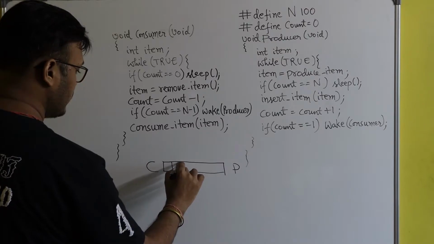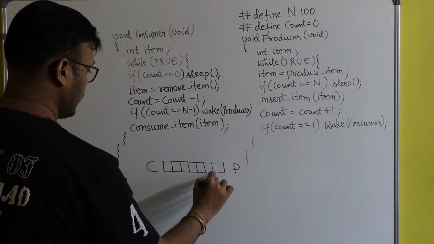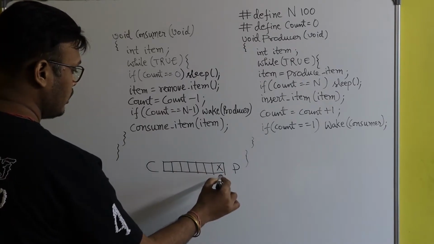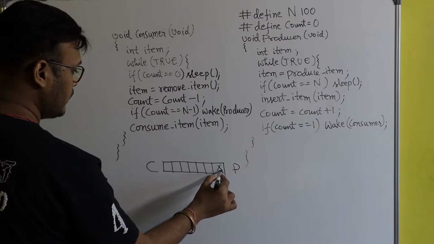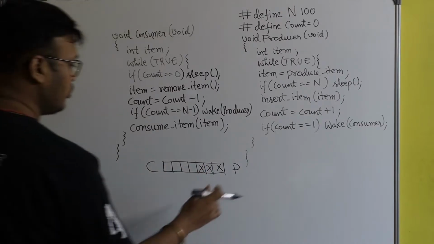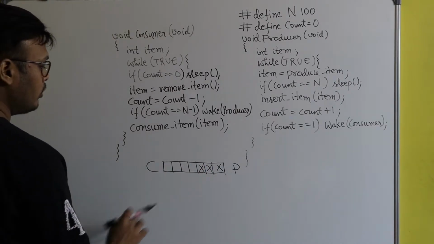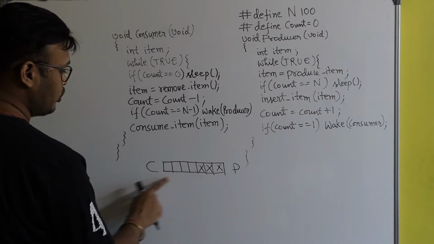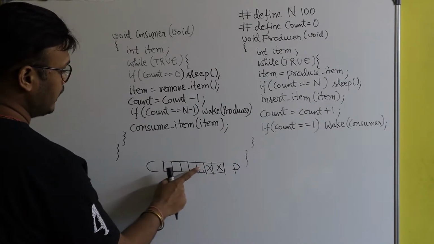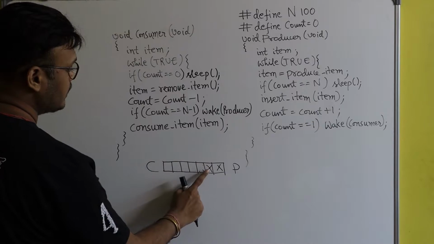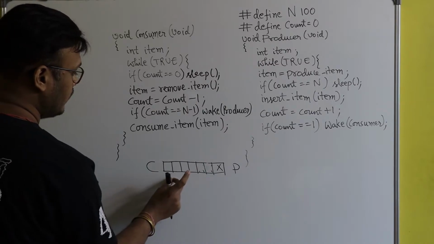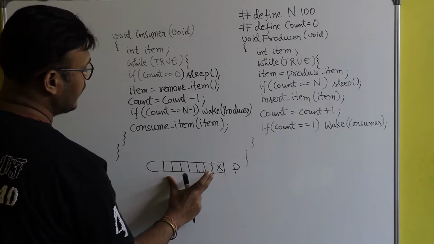In the buffer there will be some empty slots. The producer will produce some items, so that the buffer gets filled like this. Again the producer will produce an item, and again. The producer keeps on producing, and the consumer consumes the items one by one. Suppose the consumer has consumed this item, so now the number of empty slots increases, or the number of items in the buffer decreases. Now the consumer will consume this item. You can see that after consuming items, the empty slots keep increasing.